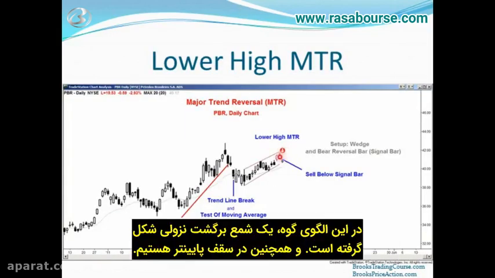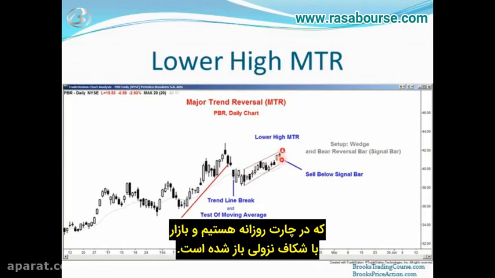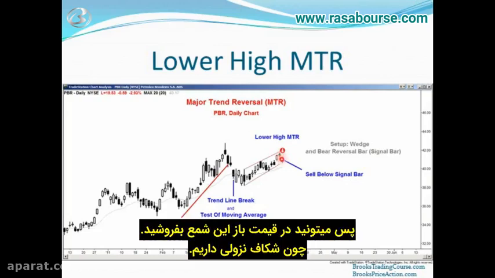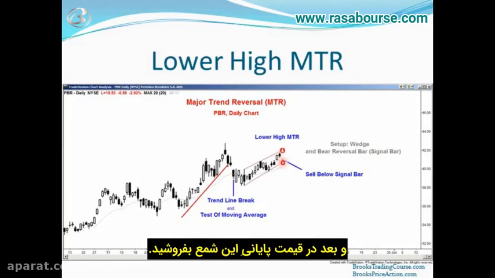Alright, we have a bear reversal bar in a wedge pattern, and it's a lower high. So this is a reasonable short below the low of that bar. Daily chart, it gapped down below the low of the bar. You can sell on the open of the bar as it gapped down below the signal bar, or you could wait to see if it has a bear close and then sell the close.